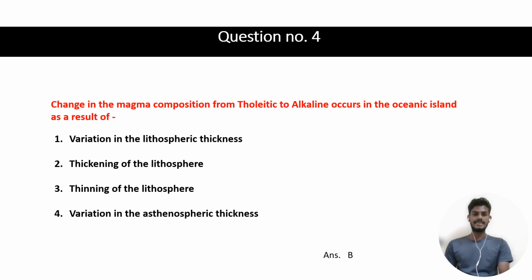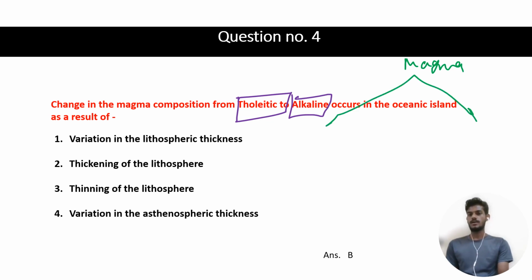The next question is, change in the magma composition from tholeiitic to alkaline rocks. Now here you have to understand what tholeiitic and alkaline magma are. We have classified magma into two groups. What are these two? One is alkaline and another is subalkaline.